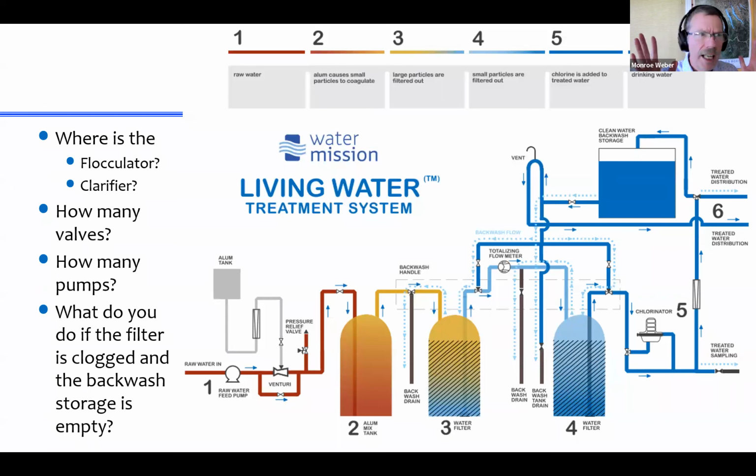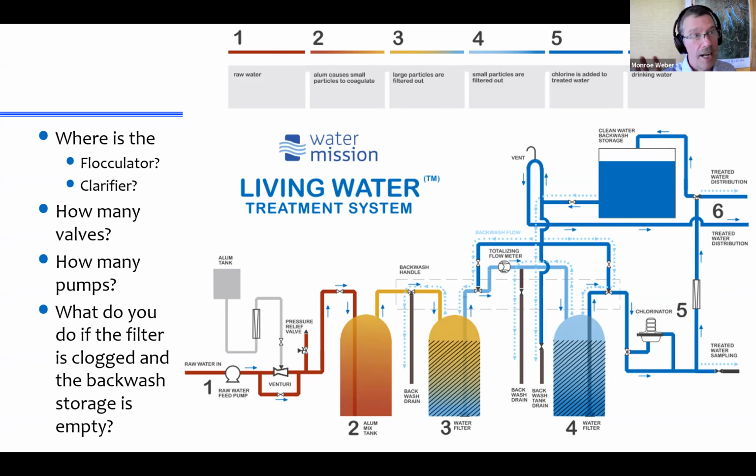Actually, you get the coagulant dose set right, but there's no clarifier. And so all those particles end up in the filter. It clogs the filter really fast, and you haven't yet made enough clean water to fill up the backwash storage tank. What are you going to do? This is a dilemma.